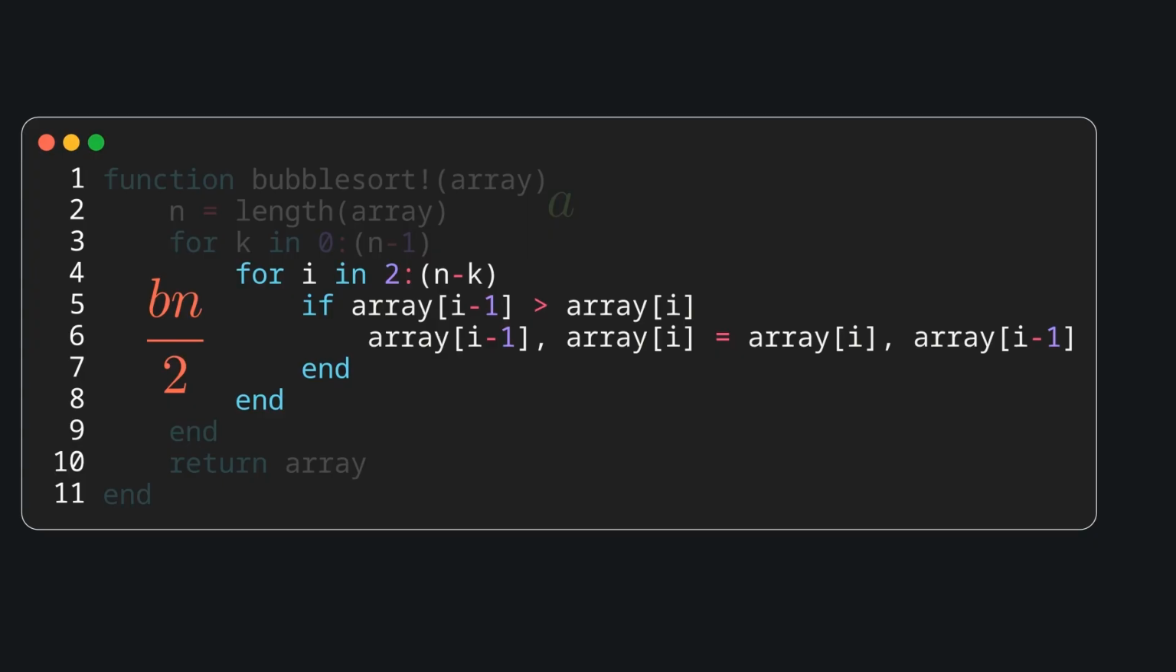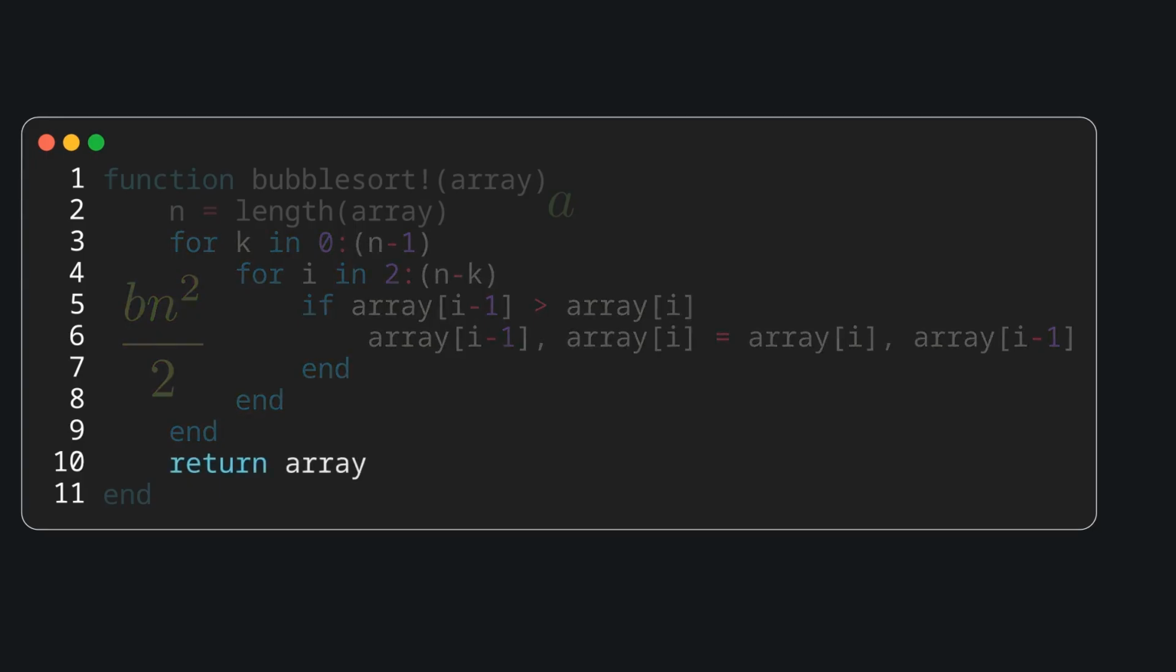Now we have one more for loop to deal with, and that's the outer for loop. It's pretty easy to see that this executes n times. We know that the inner loop will execute in b times n over 2, and we know that this executes n times, so in total our contribution to the runtime for this for loop will be b n squared over 2. The last statement in our function will just return the results itself, and this will also execute in some constant time which we'll call c.